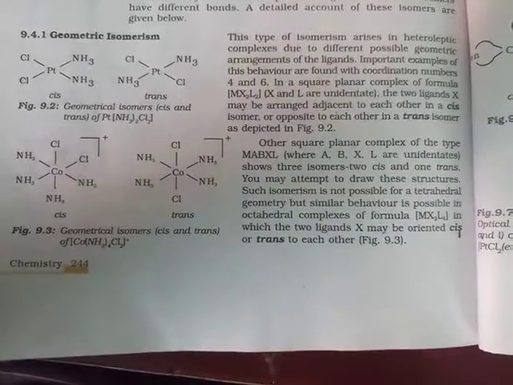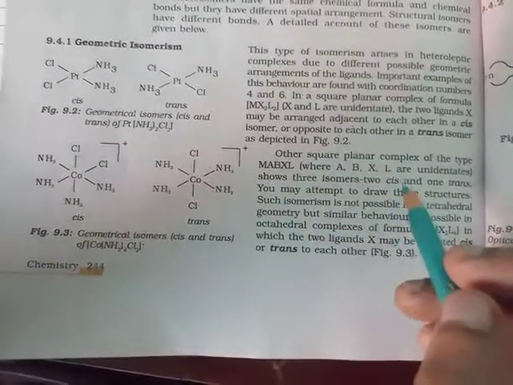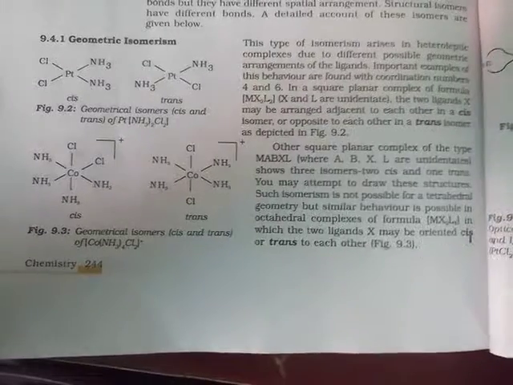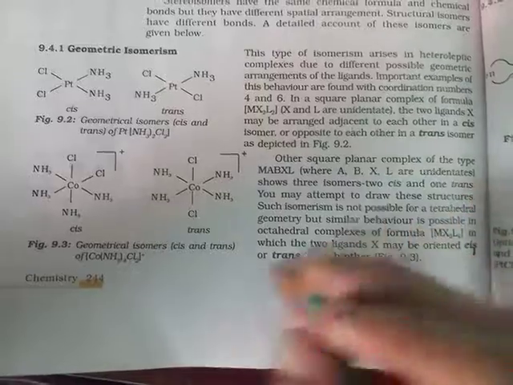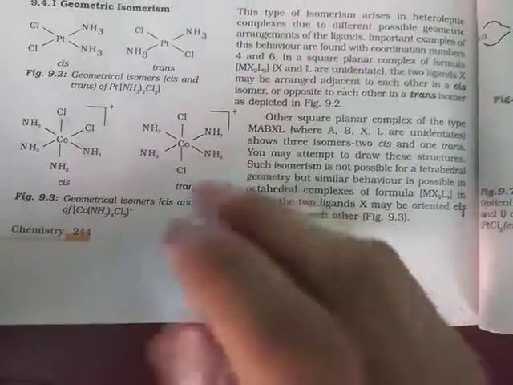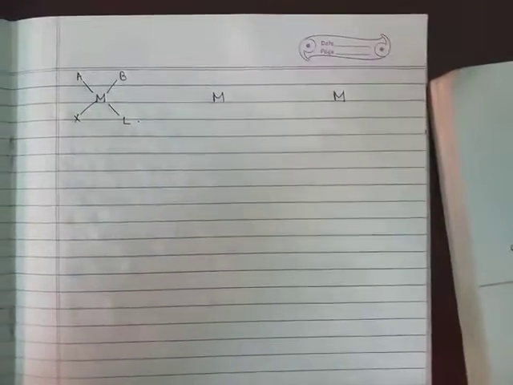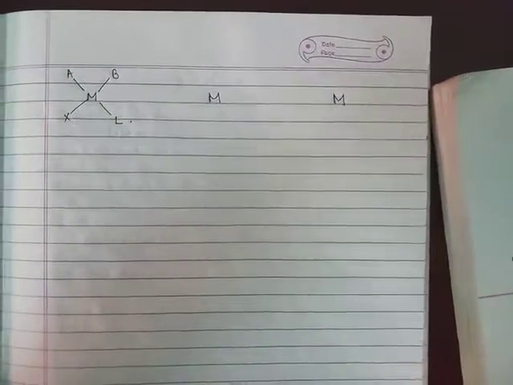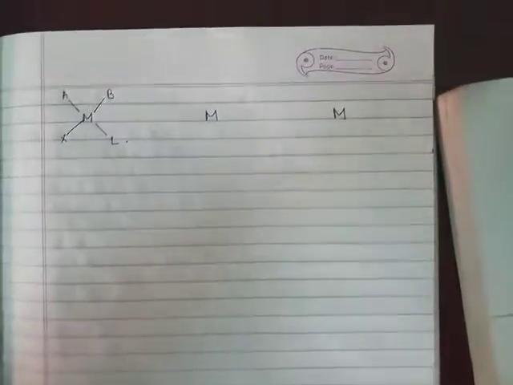So how does this MABXL show 3 isomers? This shows 2 cis and 1 trans. This is a fact, and you need to remember this. We can also verify it. You may attempt to draw these structures. I'll explain how this MABXL has 2 cis and 1 trans form, a total of 3 geometrical isomers. So how can we say that?